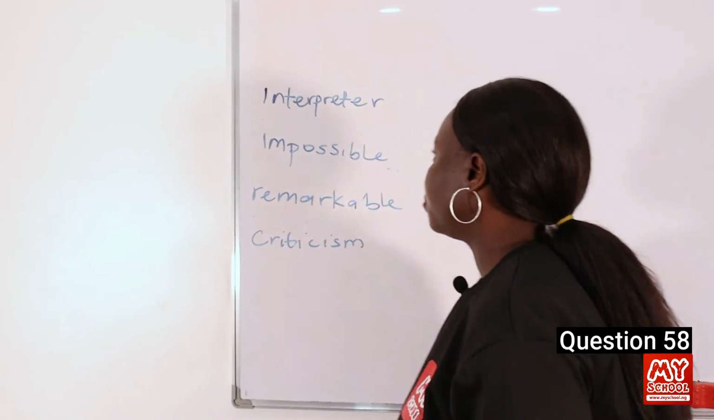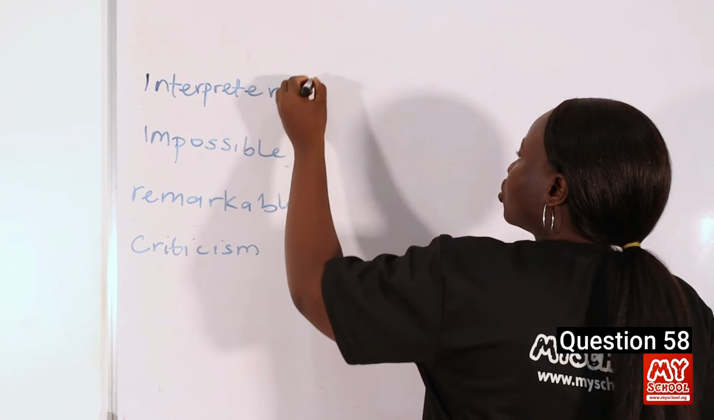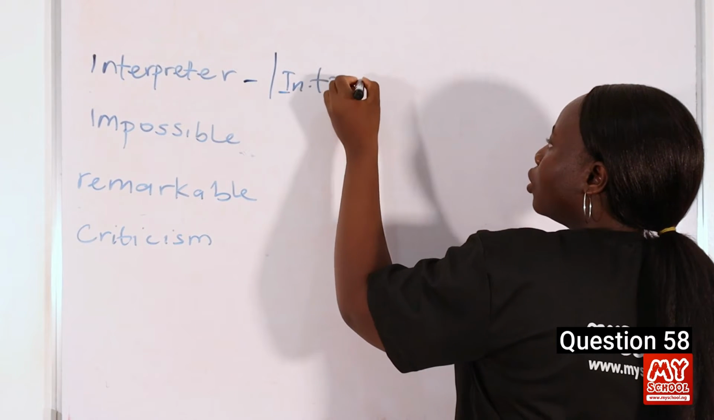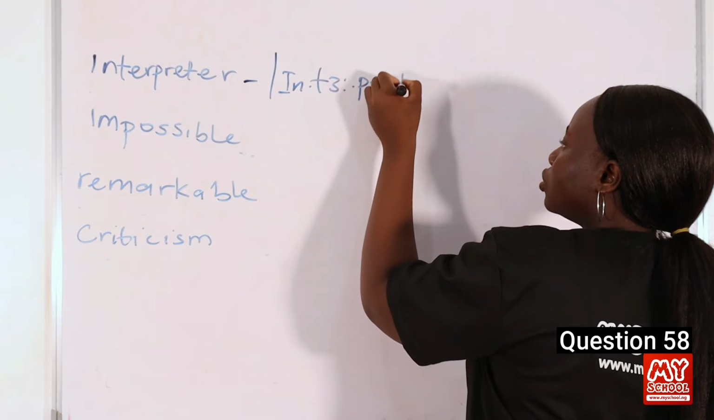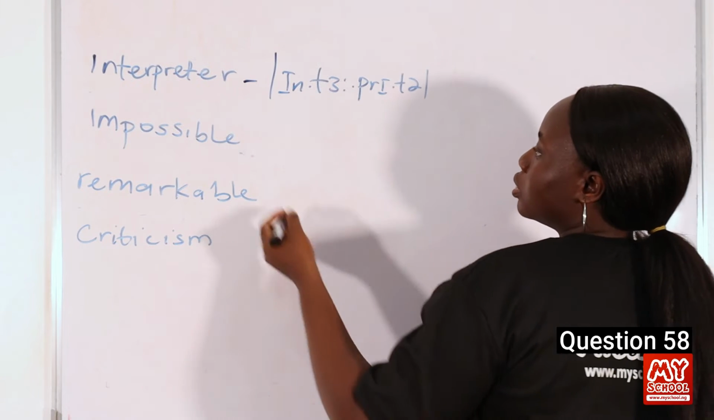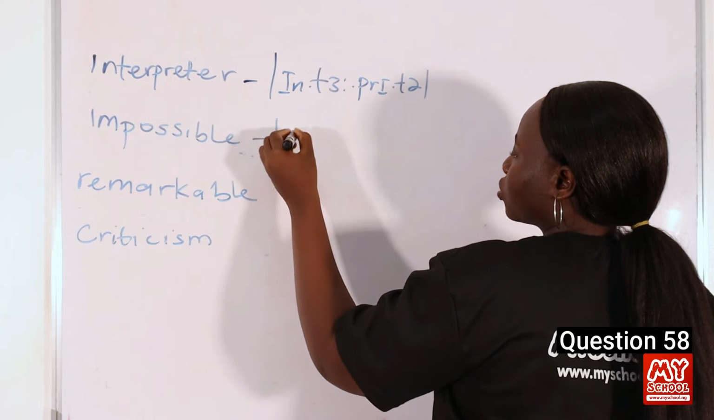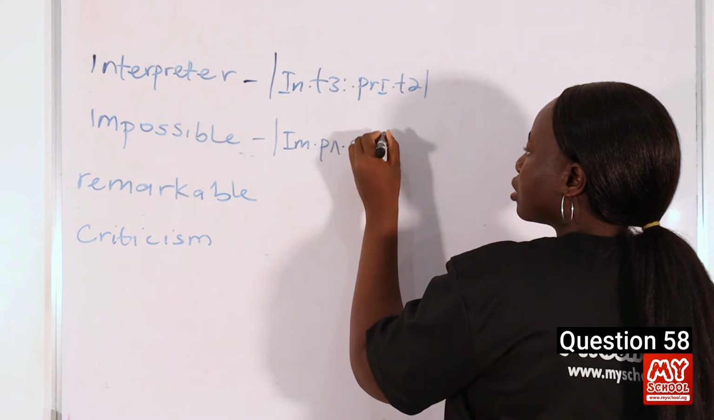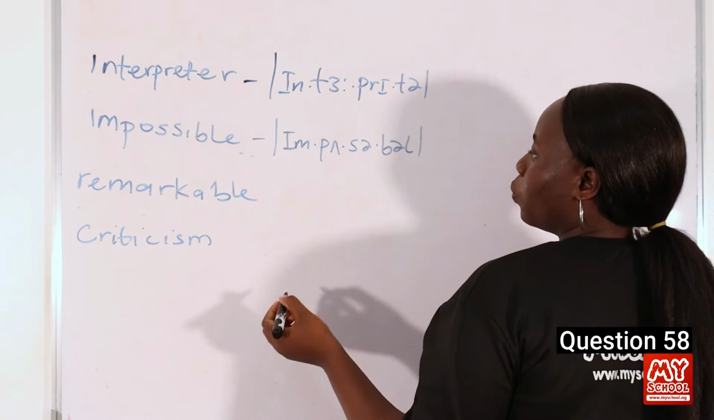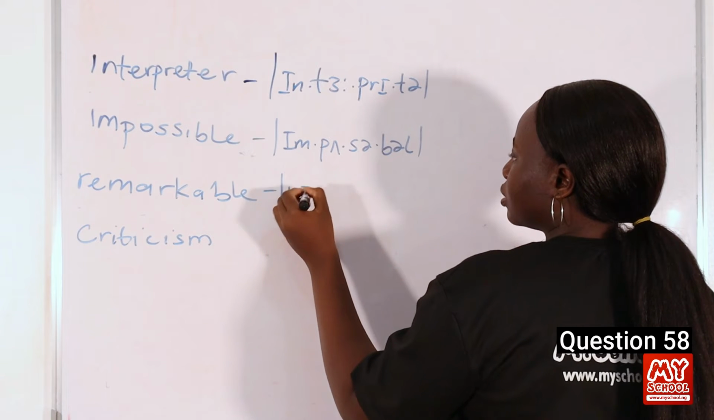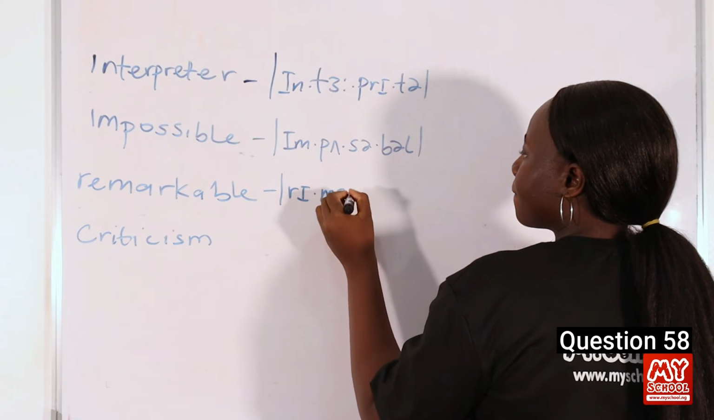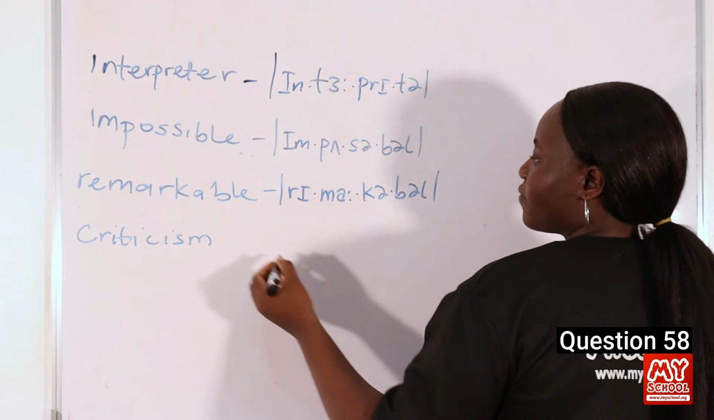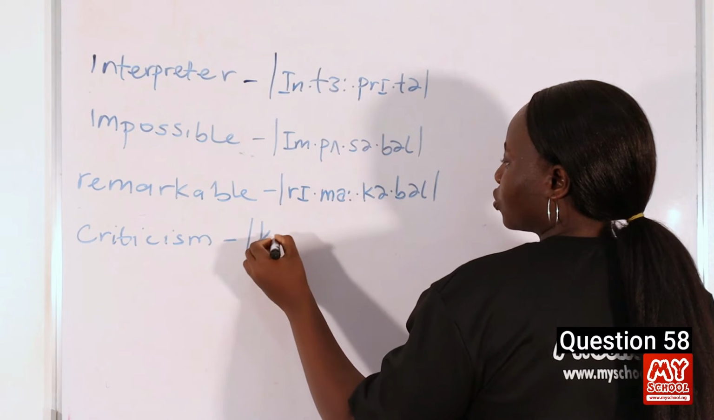So we have the word interpreter. We can transcribe this as interpreter. Then the word impossible is transcribed as this. The word remarkable is transcribed as this. And finally, the word criticism is transcribed as this.